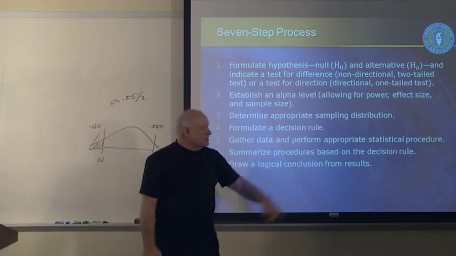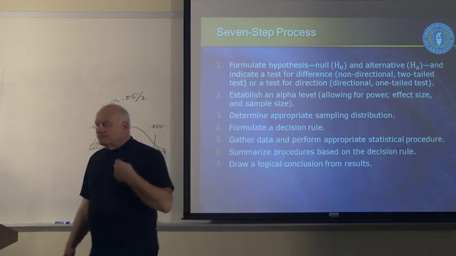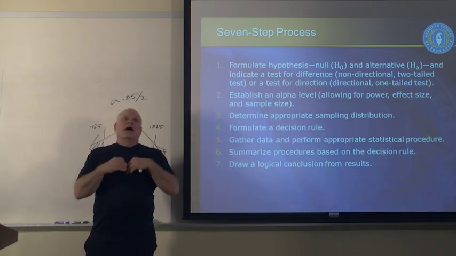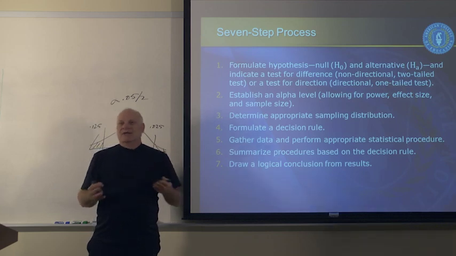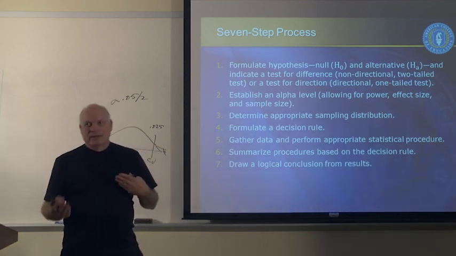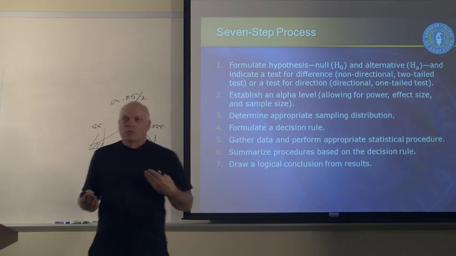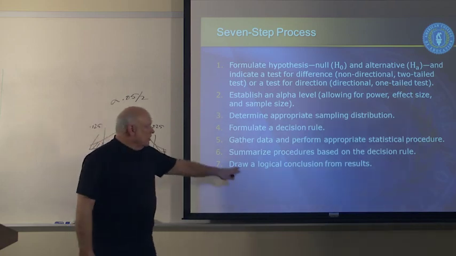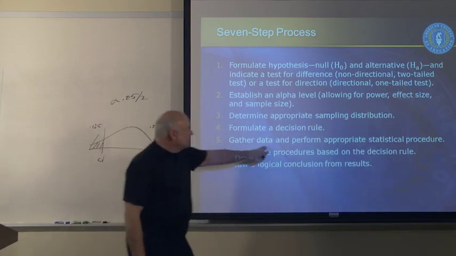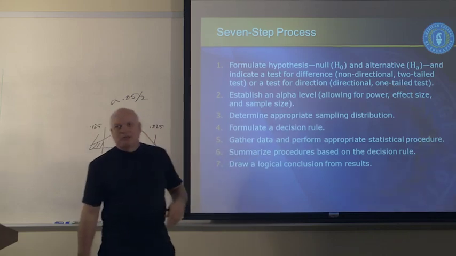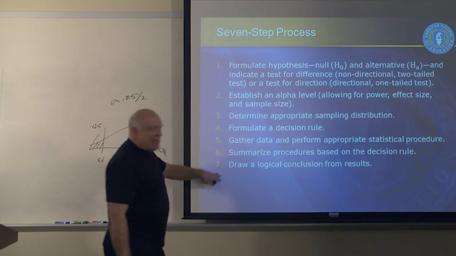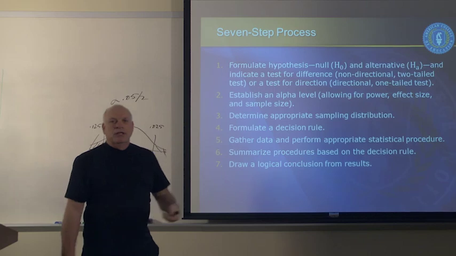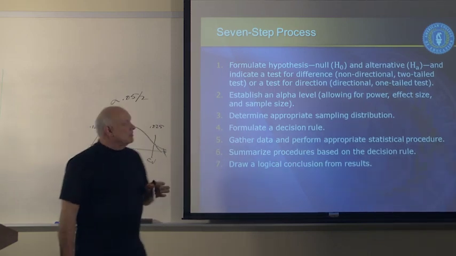And then 7, draw a logical conclusion from the results, which basically says that since I rejected the null hypothesis, I can conclude that there is a significant relationship between 5th grade math scores of boys and girls, or significant difference, or whatever you're choosing. So your conclusion is going to be based on how you summarize in step 6. So these are the 7 steps that, no matter what statistical procedure you use, if you follow those 7 steps, it'll keep you on task.